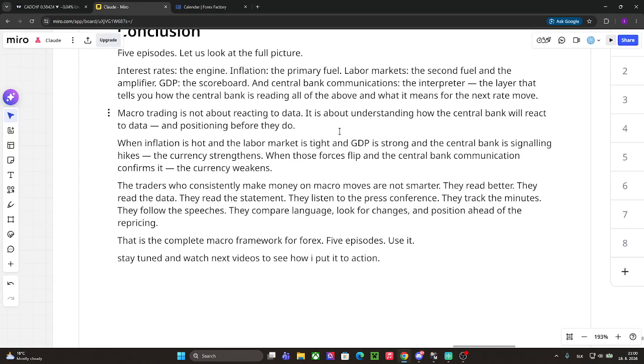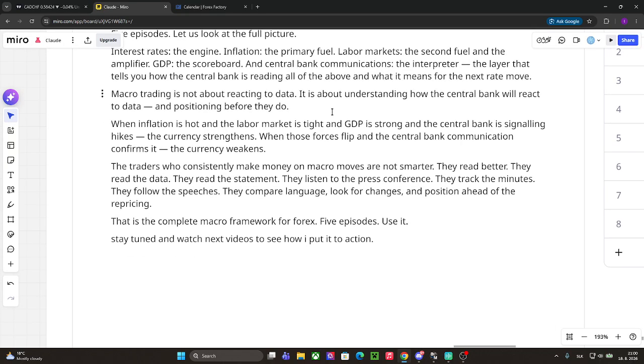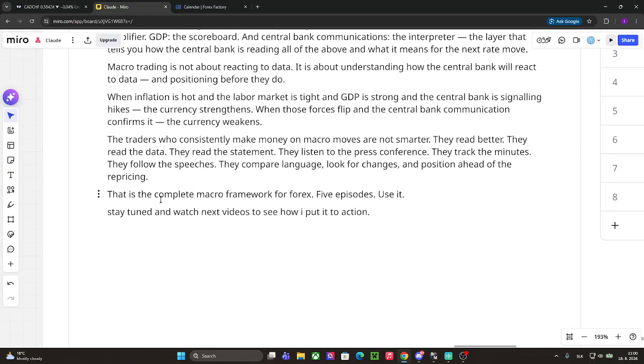When inflation is hot and the labor market is tight and GDP is strong and the central bank is signaling highs, the currency strengthens. When those forces flip and the central bank communication confirms it, the currency weakens. The traders who consistently make money on macro moves are not smarter, they read better. They read the data, they read the statement, they listen to the press conference, they track the minutes, they follow the speeches, they compare language, look for changes, and position ahead of the repricing. That is the complete macro framework for Forex. 5 episodes, use it.